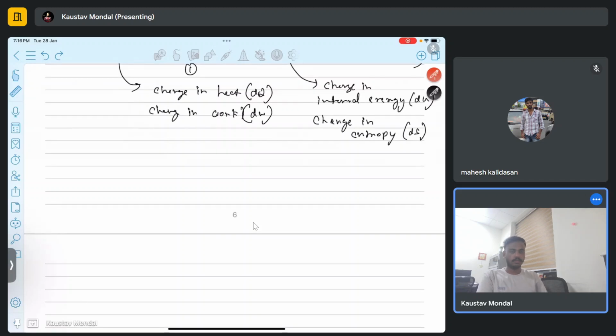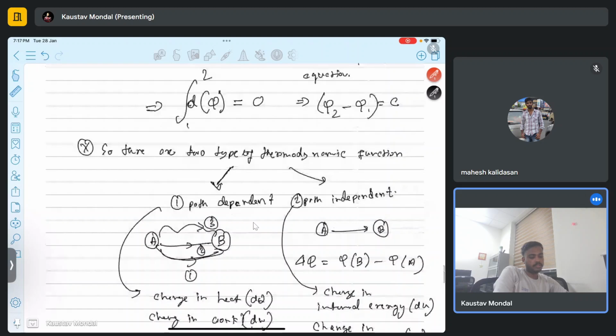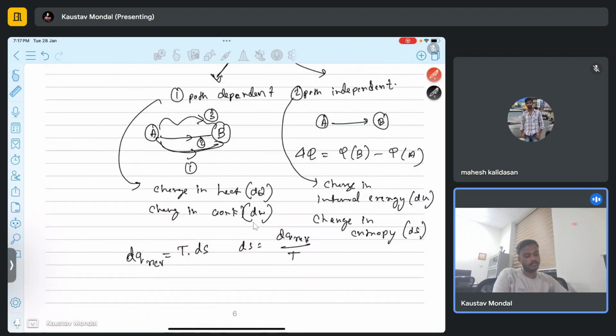here we know dq reversible is T into dS. This is only true for a reversible process. For an irreversible process this is not true. So for a reversible process we can write dq reversible equal to T into dS. So dS equals dq reversible by T, and we know this is a property of dS, that it is a path independent function. So that means we can write dS as an exact differential equation which only depends on the initial and final state.